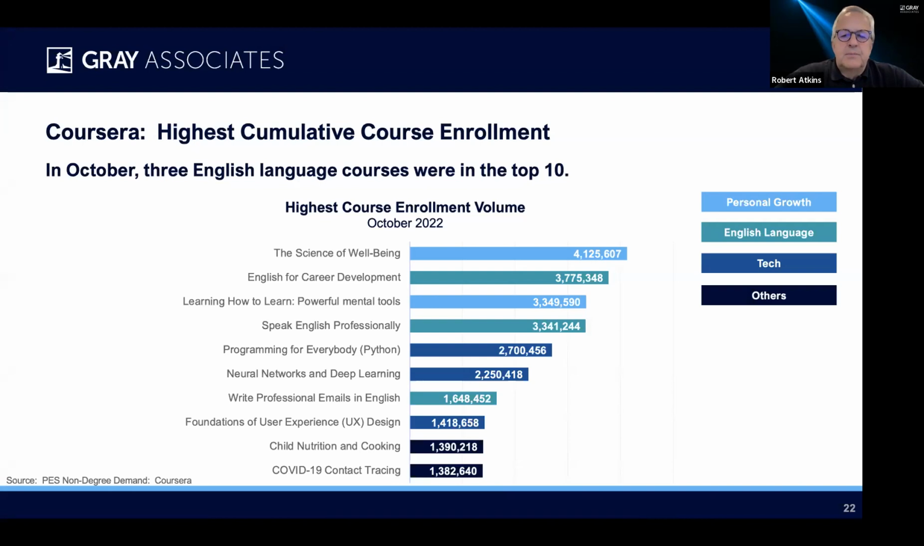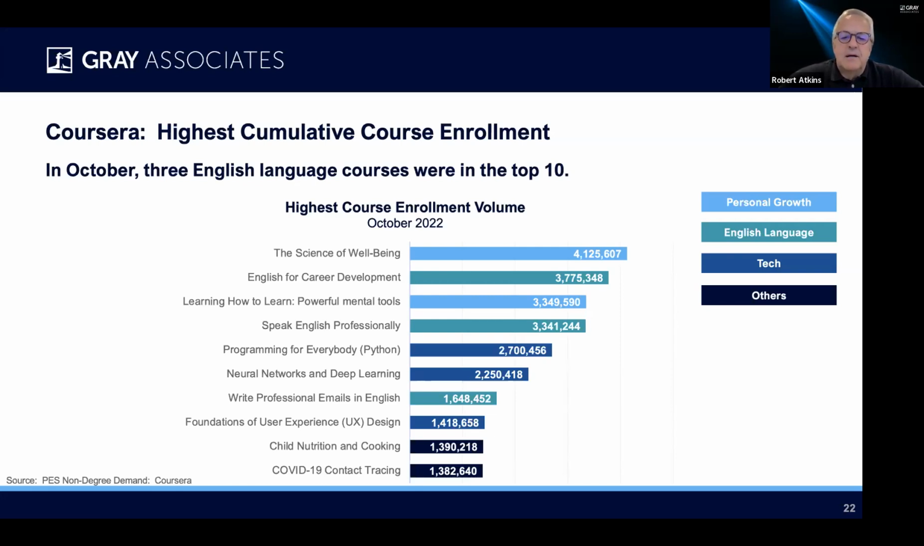I find it interesting that 2 of the top areas are personal growth. I would have thought tech would be at the top of the list, but the science of well-being is in first place by a ways, and learning how to learn is in third place. Then interestingly, we have English for career development. Now, my guess is most of the students taking this are international students who need to use English in the workplace. And you can see that's reinforced by speak English professionally a little bit further down and write professional emails in English. Again, my hypothesis is that this is primarily foreign students, but based on my experience with recent college grads and writing, it's very possible there are a great many Americans, US students, who should be taking these same programs and brushing up their communication skills.